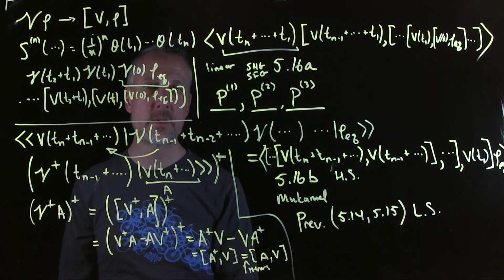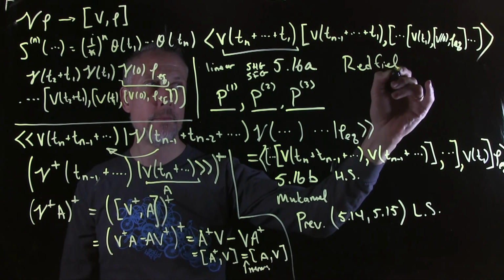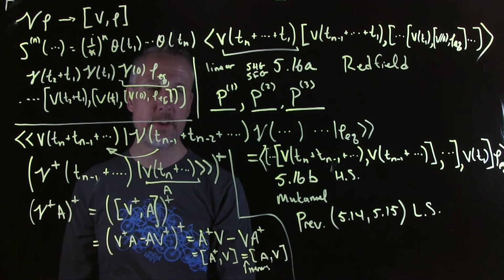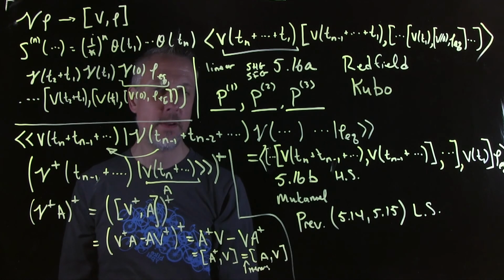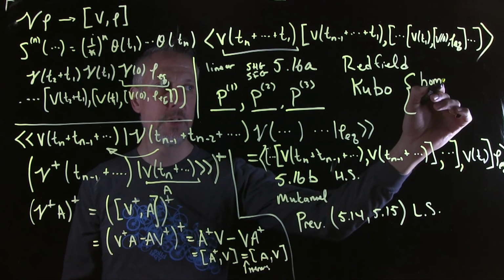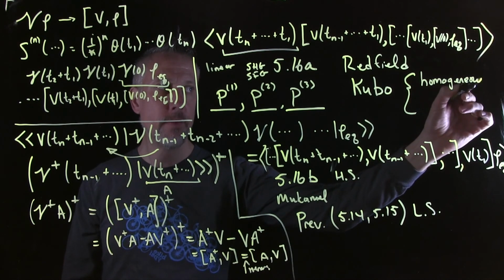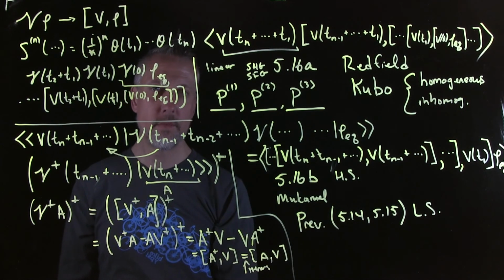And the way we're going to do that is we're going to make a model for relaxation, which is going to be, for our class, the Redfield theory. So we're going to develop Redfield theory. We're also going to come up with a stochastic phenomenological model for various kinds of relaxation phenomena. And to do that, we're going to develop what's called the Kubo line shape model. And that's going to allow us to classify the nature of spectral broadening into two limits. One is the so-called homogeneous limit, and the other is the inhomogeneous limit.